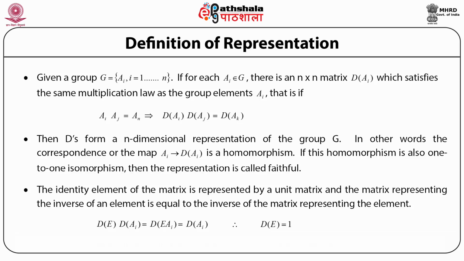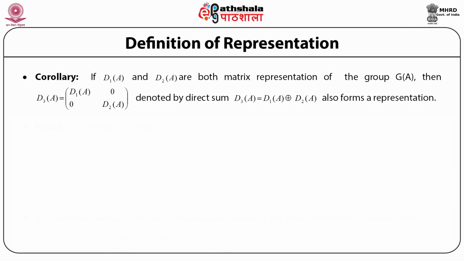That is, D(A_i) is equal to D(E A_i) by the law of multiplication of the group, which is equal to D(E) D(A_i), because E A_i is equal to A_i. Therefore, D(E) must be equal to a unit matrix. D(A_i) D(A_i inverse), by the group multiplication, is equal to D(A_i A_i inverse), but A_i A_i inverse is equal to the identity element. So this is equal to the matrix corresponding to the identity element, which is the unit matrix. That is, the matrix of the inverse of an element is equal to the inverse of the matrix. There are certain corollaries which follow from this.